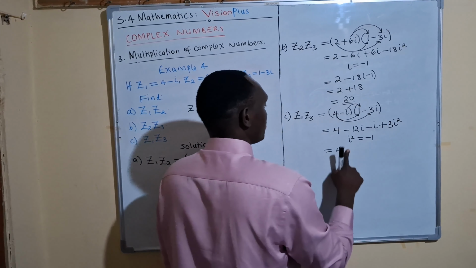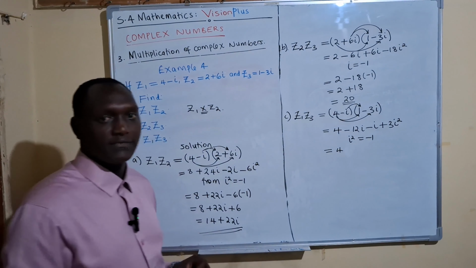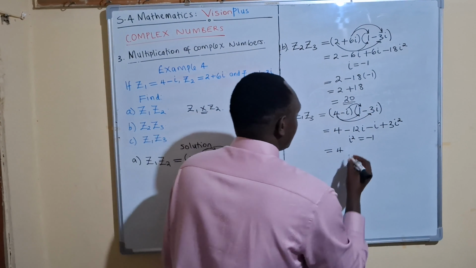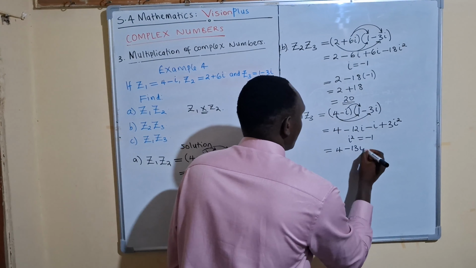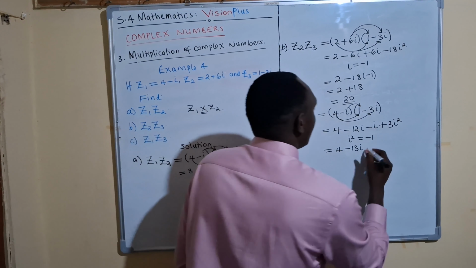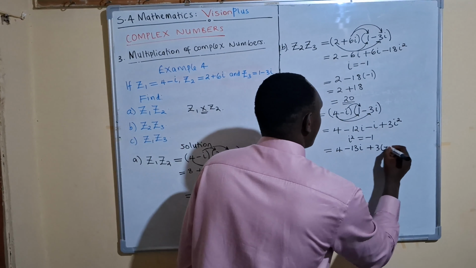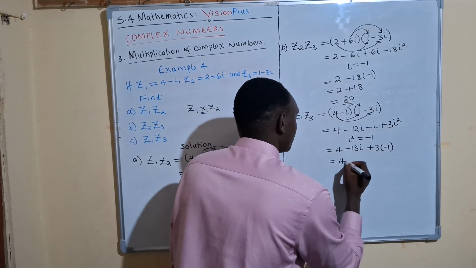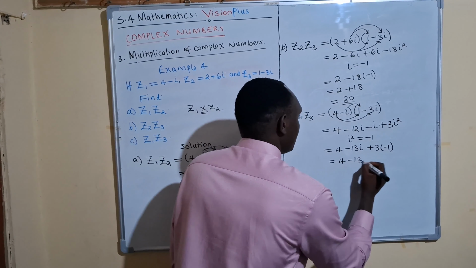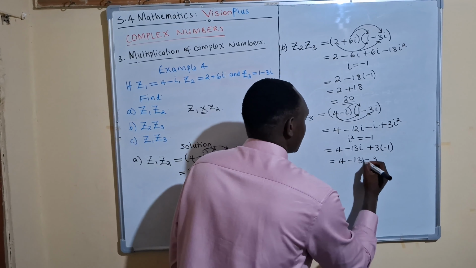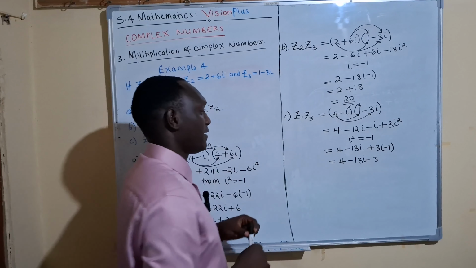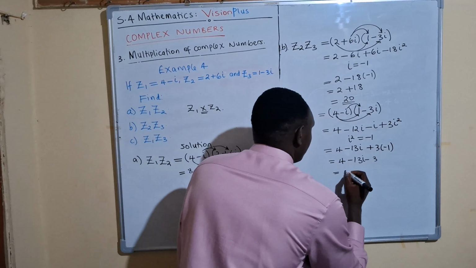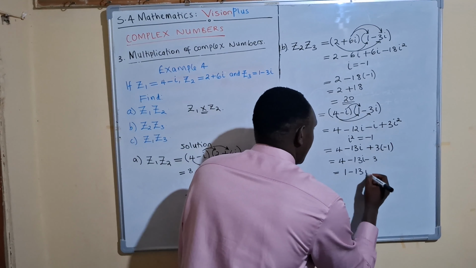Don't put the sign before you operate any given terms that you are trying to simplify. What is negative 12i minus i? It gives us negative 13i. So you can put the sign here as minus. And then plus 3 i squared. What is i squared? That is simply negative 1. So you should have 4 minus 13i minus 3. What is 4 minus 3? That is 1. So here we shall have 1 minus 13i.